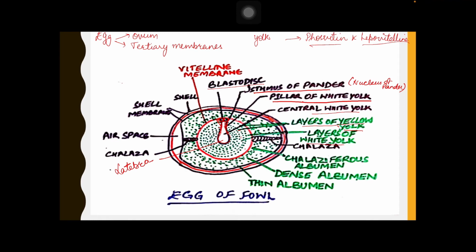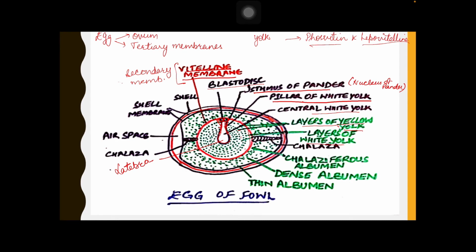Now this is the ovum that we are discussing. This ovum is surrounded by a thin membrane called the plasma membrane, which is surrounded by a vitelline membrane. So first there is a plasma membrane surrounded by the vitelline membrane. Now this vitelline membrane is considered to be a secondary membrane. Why is it called a secondary membrane? Because it is secreted by the follicular cells of the ovary.